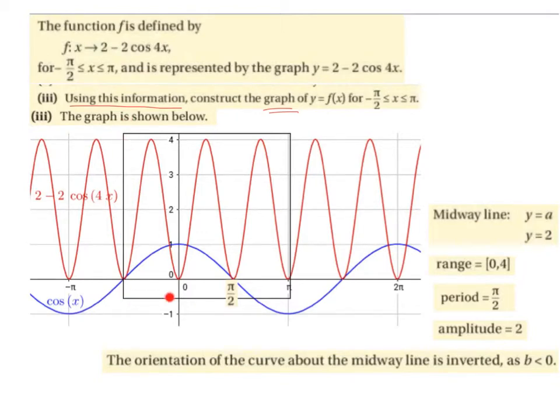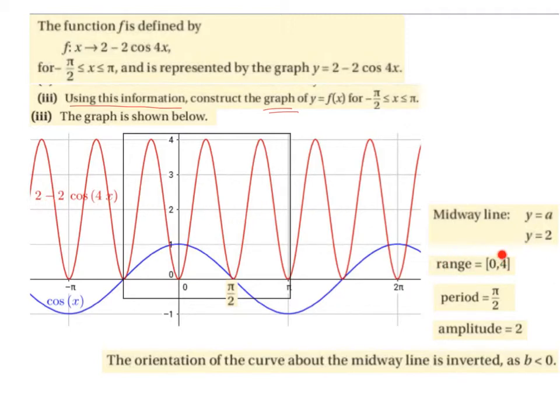And if you see this black box, that's showing the graph that is needed. So we were asked to draw the graph between minus pi over 2, which is here, and pi, which is here. So I want to just focus in on the black box. So we know that the midway line is y equals 2. So this is the line y equals 2. So we can see that that cuts right the way through our red graph.